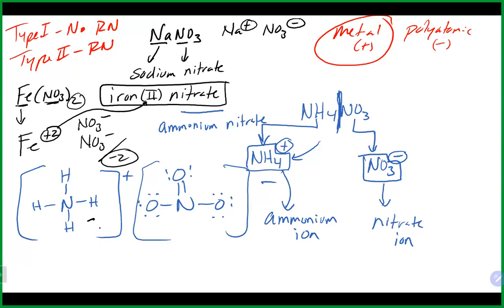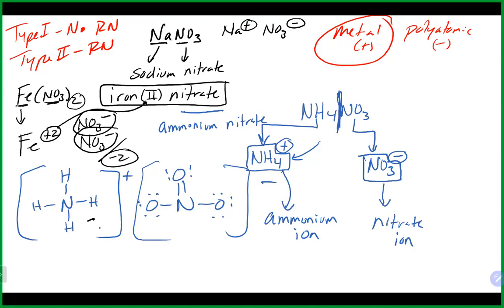Yeah. Why is the 2 not next to Fe? The 2 is because we actually have 2 of the nitrate ions. These 2 are necessary because they both carry a -1 charge to balance out the +2 charge that the iron has in this case. So that's why the 2 is there.